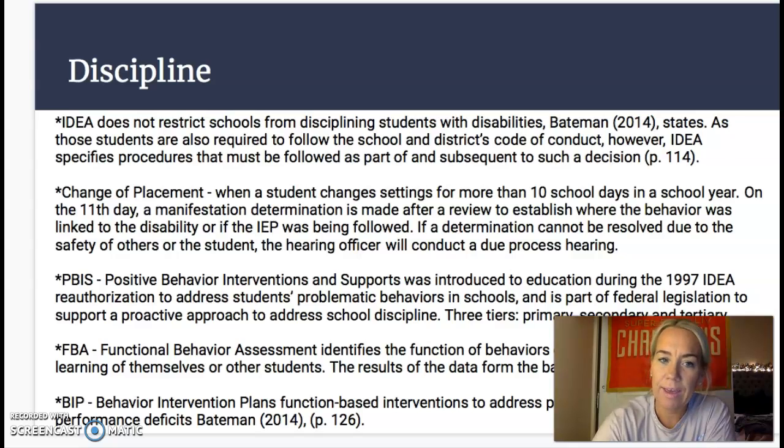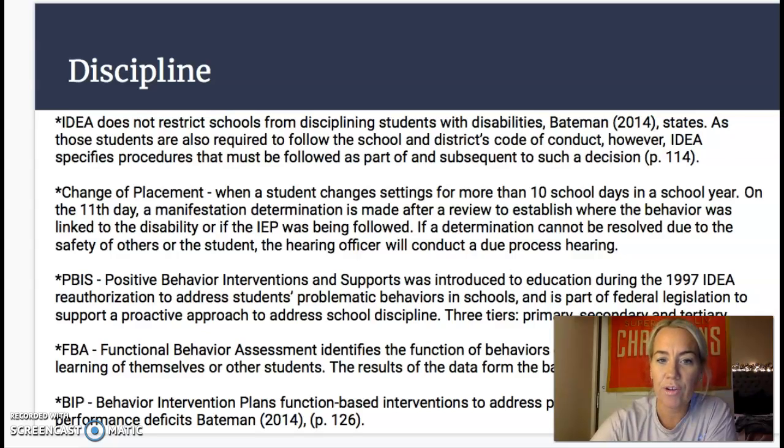On the 11th day, a manifestation determination is made to establish whether the behavior was linked to the disability or whether the IEP was being followed. If a determination cannot be resolved due to the safety of others or the student, then a hearing officer is involved with the district and they will conduct a due process hearing.